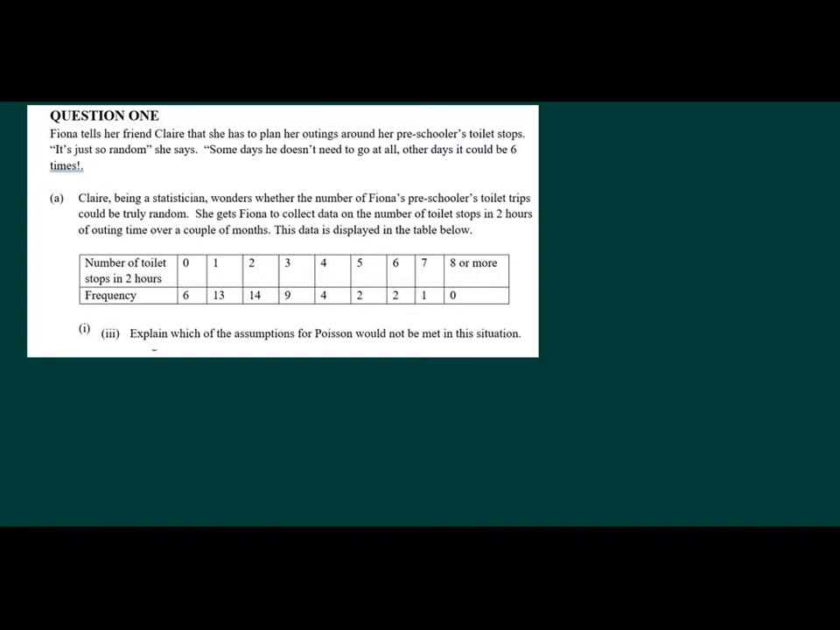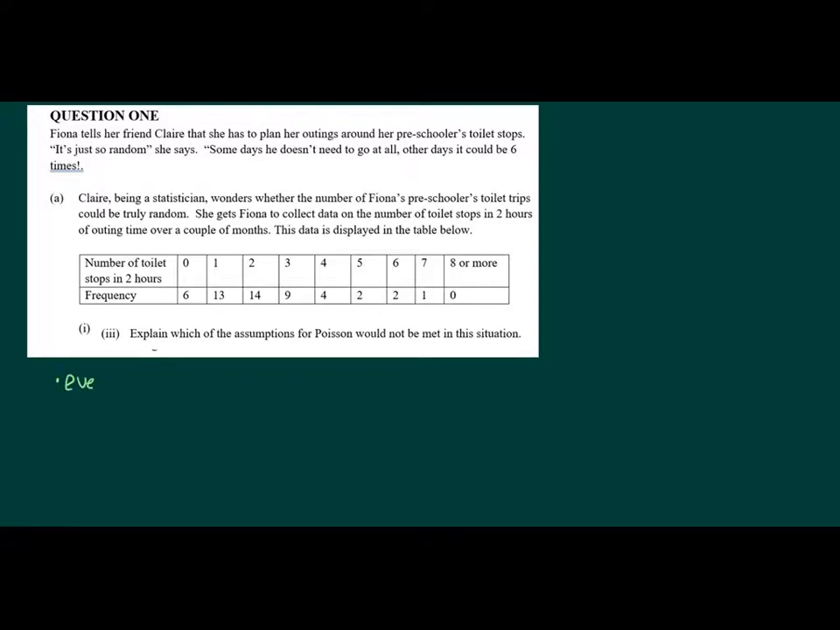Now, you remember the original setup here was all about preschoolers, toilet stops, etc., and you already worked out part I and part II. And so the third part of this question was to explain which of the assumptions for Poisson would not be met in this situation. So what you have to remember here is, first of all, what are the assumptions for a Poisson distribution? So let's just list them out.